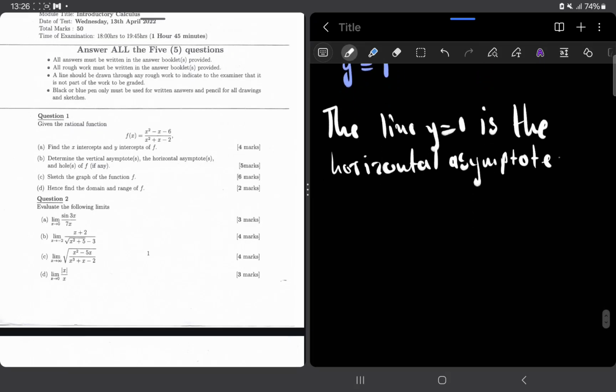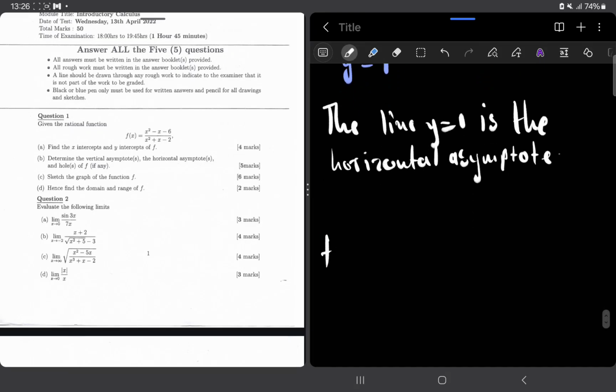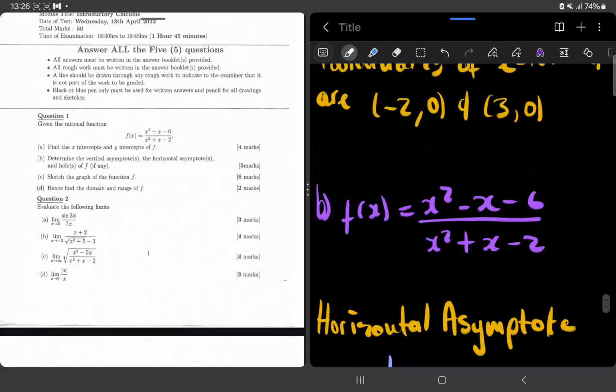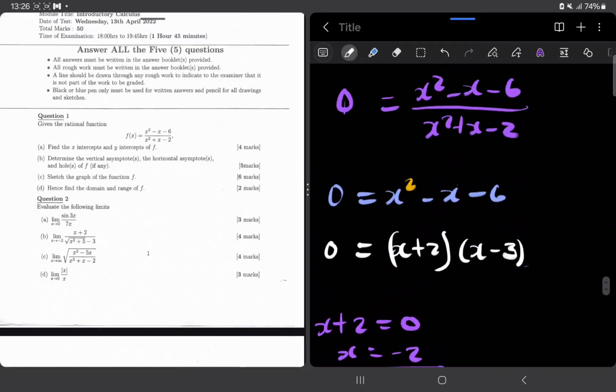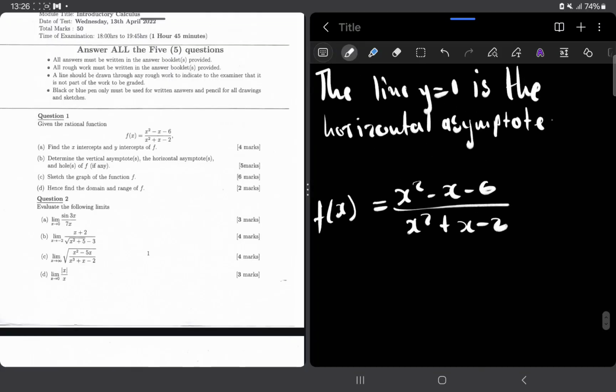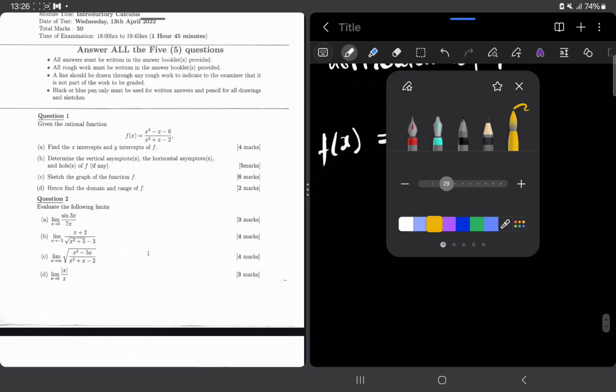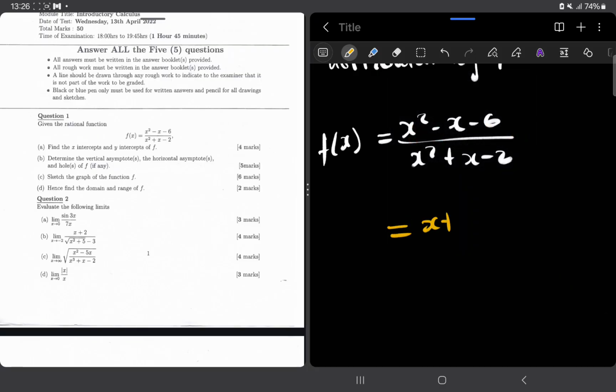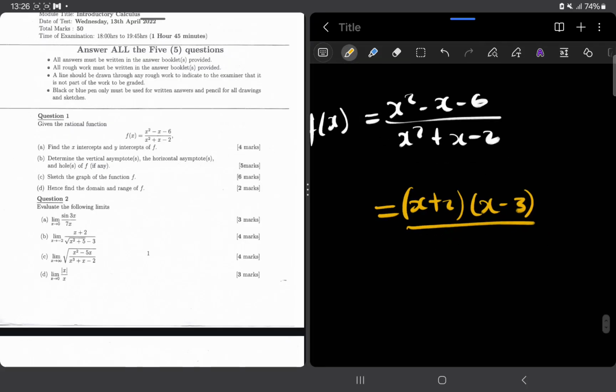Now we go to the vertical asymptote. For vertical asymptote, what do we put? We put again f of x is equal to x squared minus x minus 6 all over x squared plus x minus 2. Now we already did the factorization of the top. We got x plus 2, x minus 3. So this is going to be equal to x plus 2 multiplying x minus 3, all over x squared plus x minus 2.